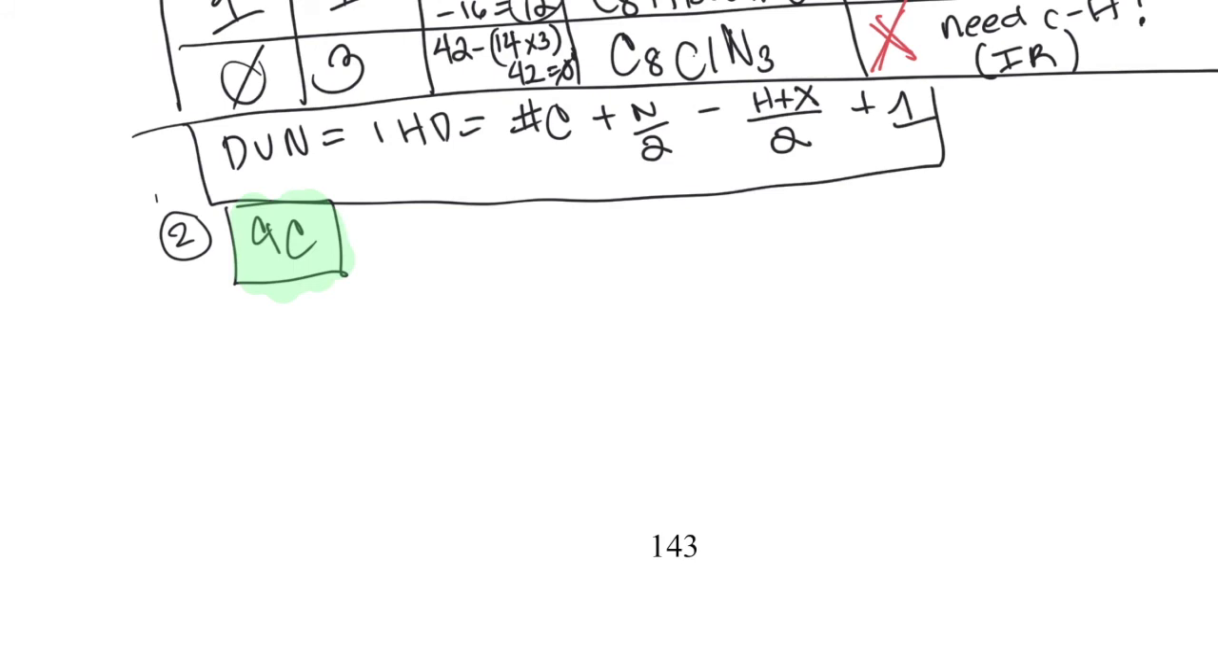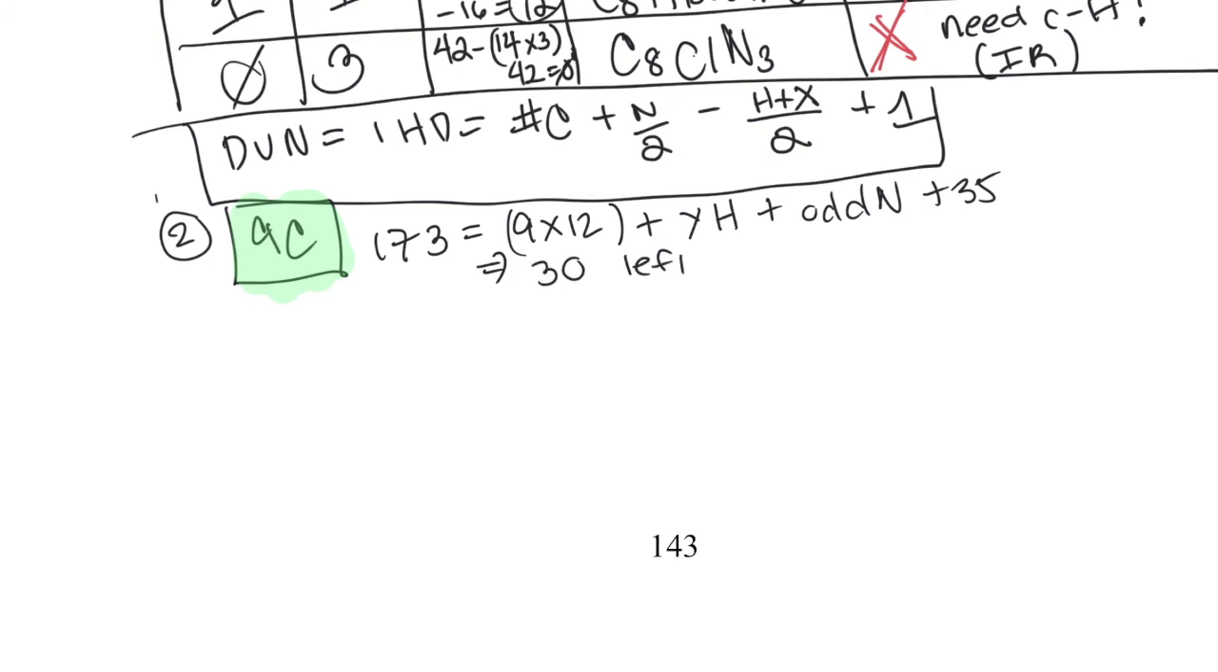But I have a different amount left over, right? Because what does that mean? I have to set up my leftover amount to work with. 173 is going to equal 9 times 12 instead of 8 times 12 this time, plus however many H's I need to find out, plus odd N, plus 35. Okay, I won't draw out this algebra for you, but that gives me a different number left over. That gives me 30 left over for N, H, and O. So needless to say, this calculation goes a lot faster because there's less left over. So that part's kind of nice.